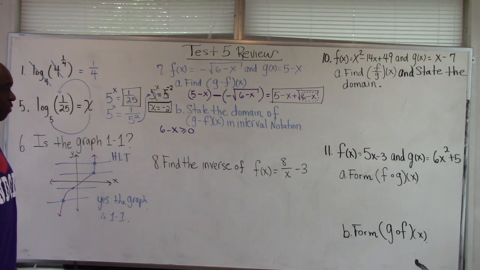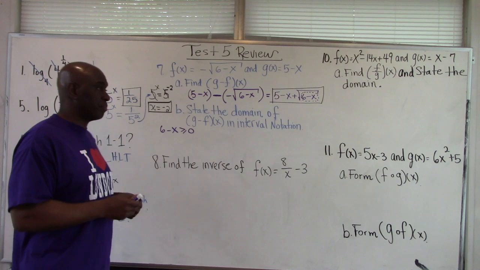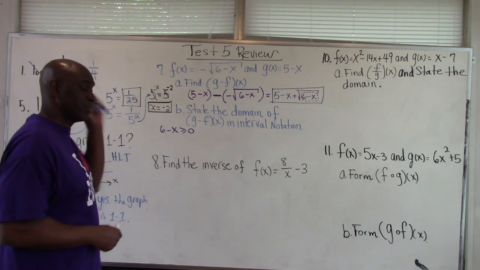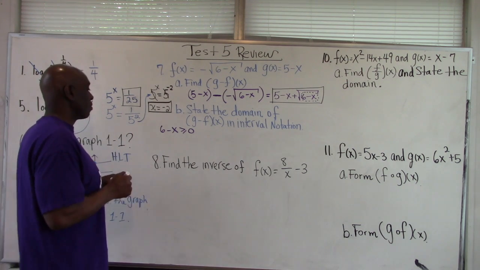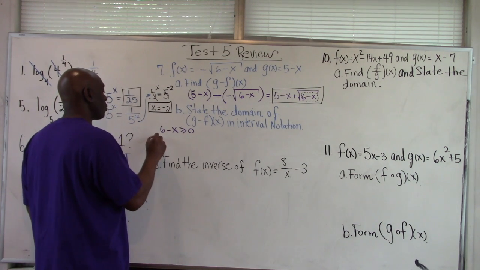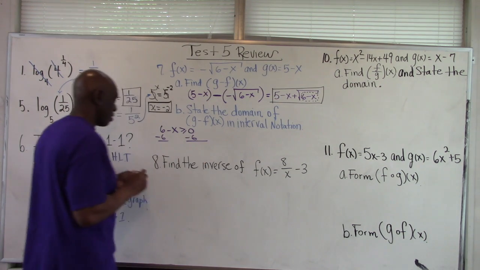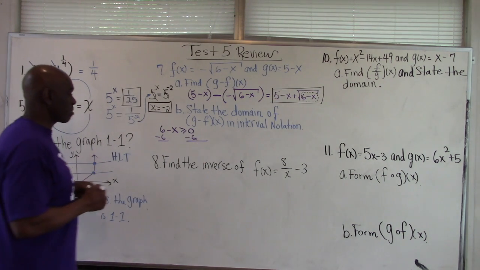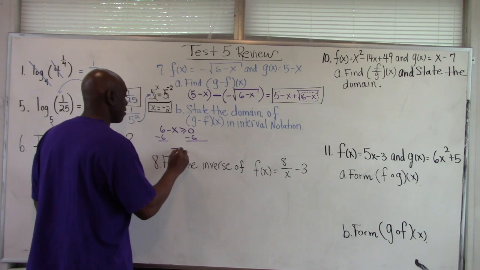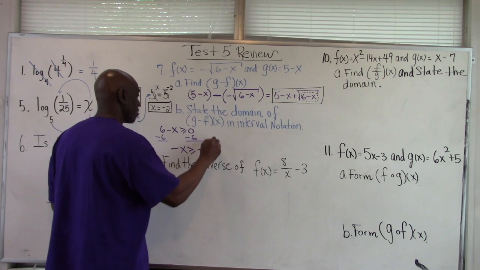Okay, let's go ahead and solve this now. To find our interval notation that satisfies all of these x's in our radical, let's first go ahead and subtract 6 from both sides. If I subtract 6, I'm going to get negative x is greater than or equal to negative 6.